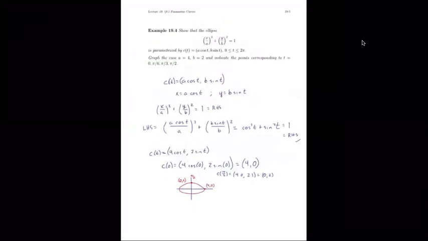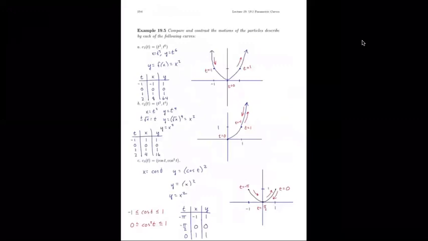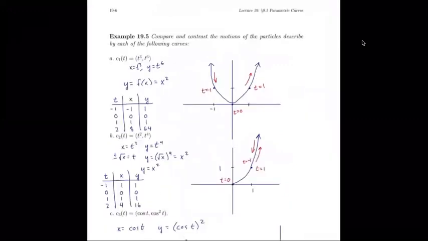Okay, so to really address the power of these parametric curves and how varied things can get, let's have a look at this example. We've got 3 different parametric curves, C1, C2, and C3. They ask us to compare and contrast the motions of the particles described by each of the following curves. Okay, so each of these curves is describing a trajectory of a particle.